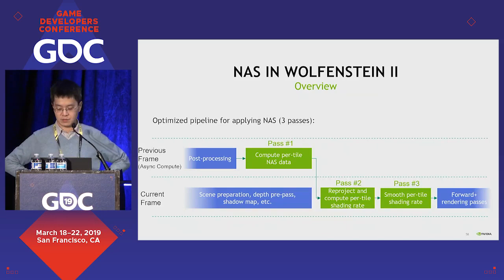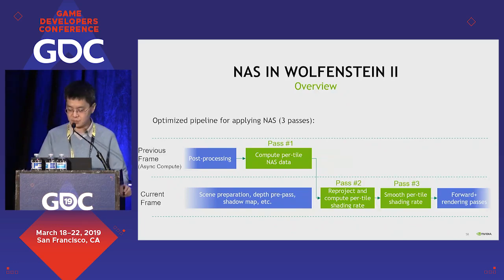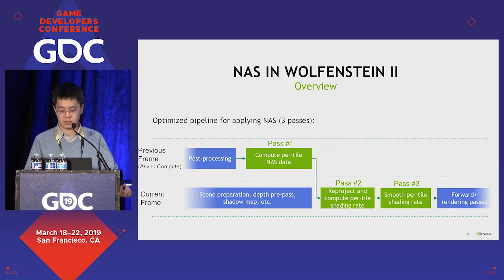So now here's the overview of the algorithm. We'll break the NAS shading rate compute algorithm into 3 passes. The first pass computes the per region NAS data. It runs on the previous frame's asynchronous compute channel, since it relies on the previous frame's final color output. And then the second and third passes run right before the current frame's 4 shading passes. And they reproject the data from the previous frame to the current frame, compute the per tile shading rate, and then smooth out the shading rate image.